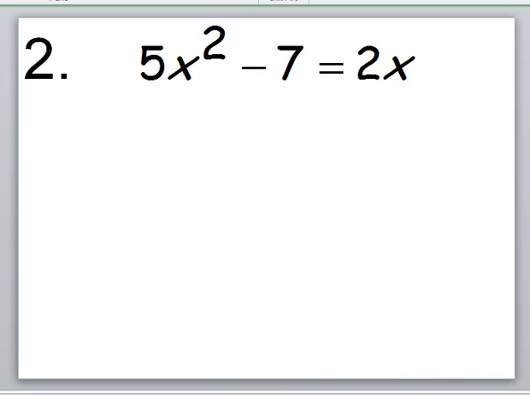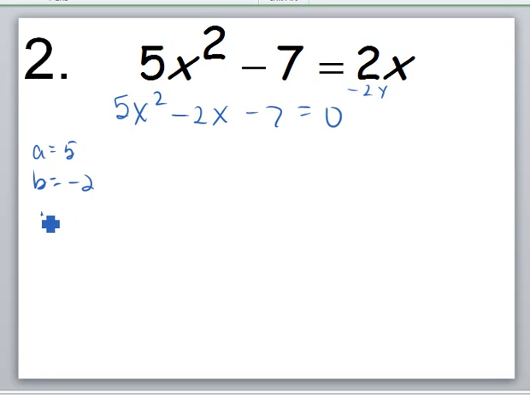My second example here, I don't have this in the right order. I need my x squared term. I'm going to have to move my x term over, so I want that next. And then I have my 7. So make sure they're in order: x squared, then the x, then the number. The a is 5, the b is negative 2, and the c is negative 7.